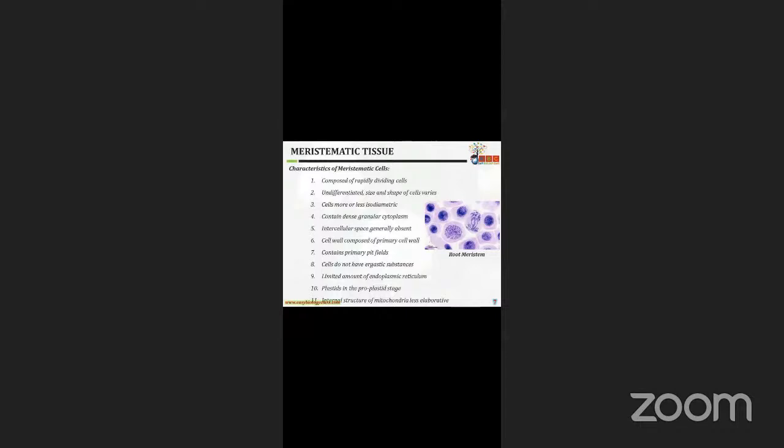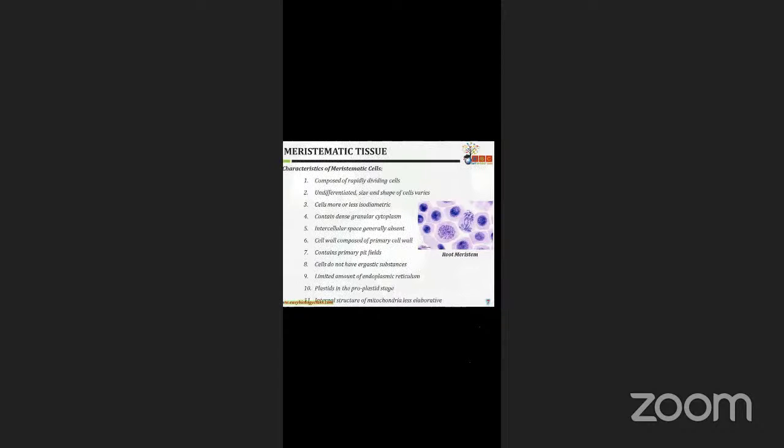Next, plastids. In the proplastid stage, the starting developmental stage of plastids, they contain different types of cellular material; they are storage bodies. Next, the internal structure of mitochondria is less elaborate. What is the main function of mitochondria? Power release; they are the powerhouses of the cell. Here mitochondria are less elaborate, a low amount.